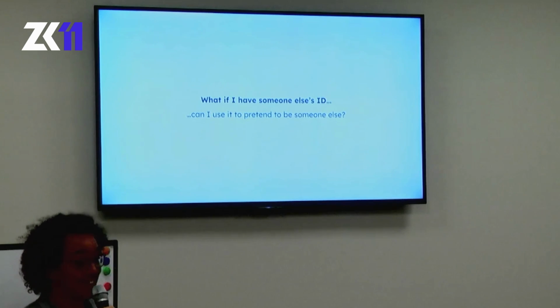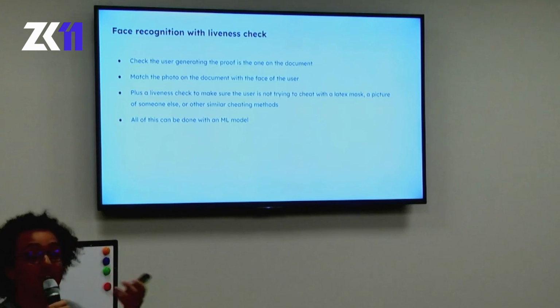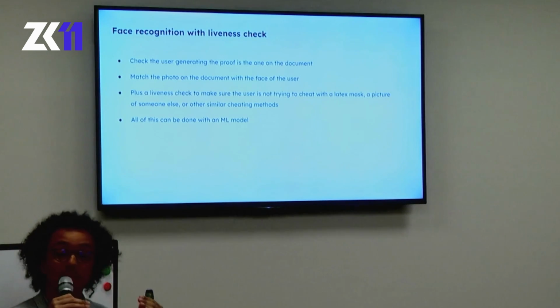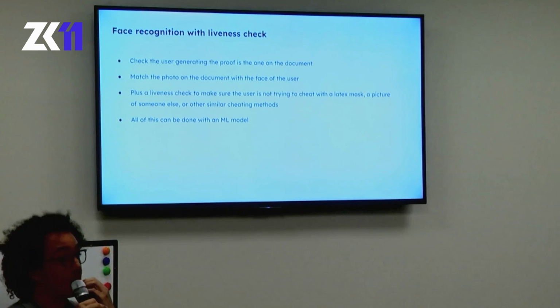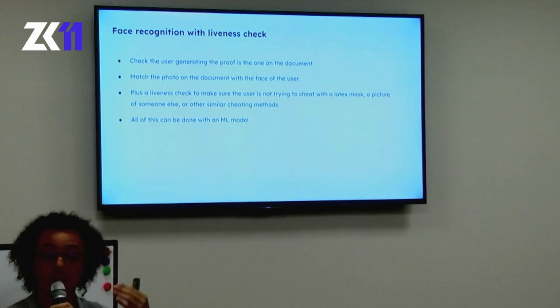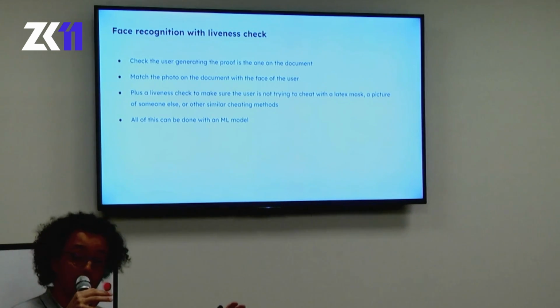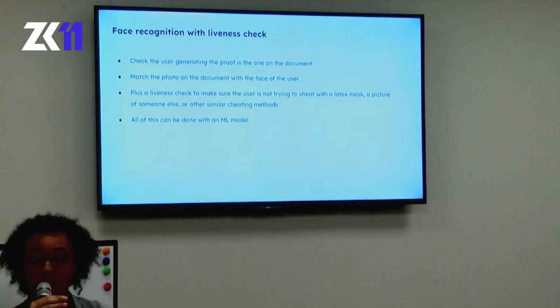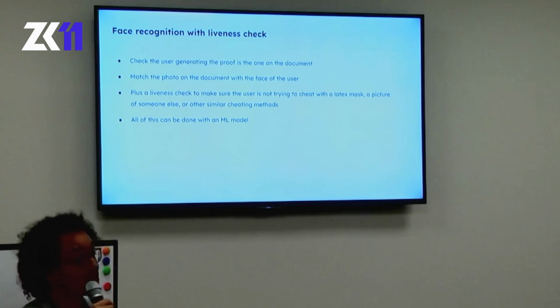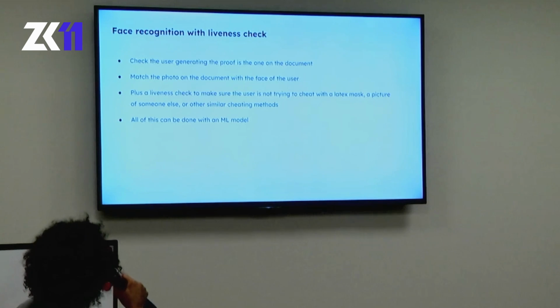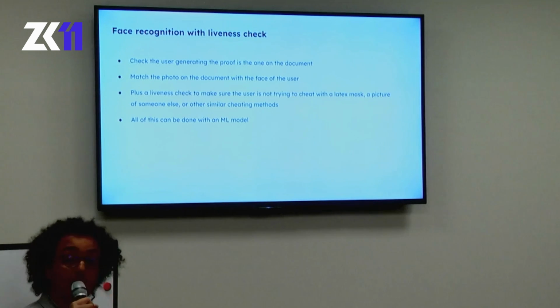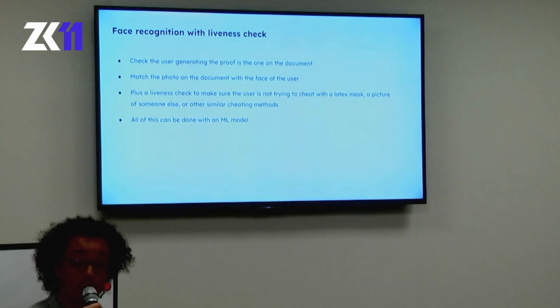So yes, you can do this with an ML model. You have an ML model that's able to take your face as input, your video, and then check for your aliveness, and also check that, for example, the photo on the passport resembles your face on the video. That way you can make sure that the user is the one on the passport, the one that generated the proof.